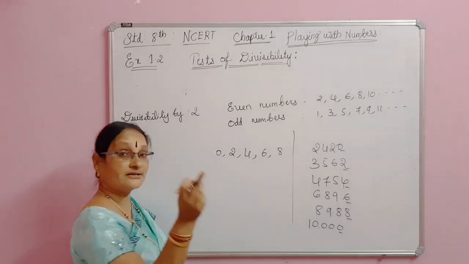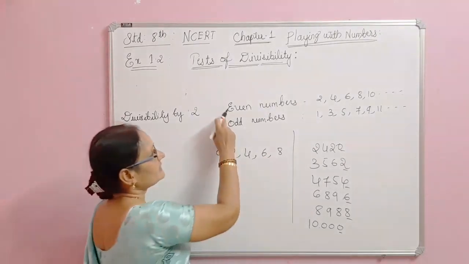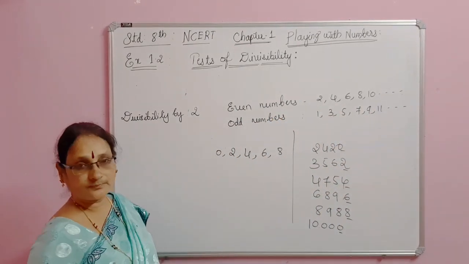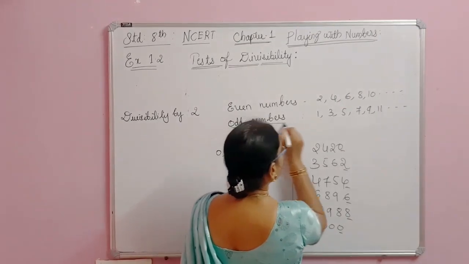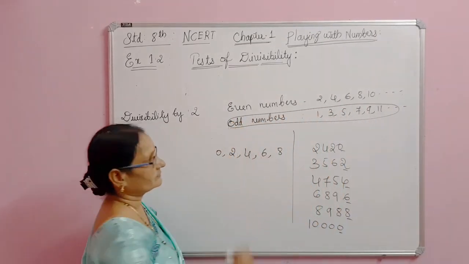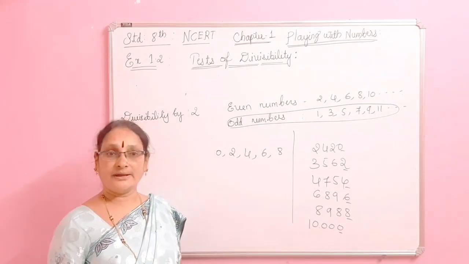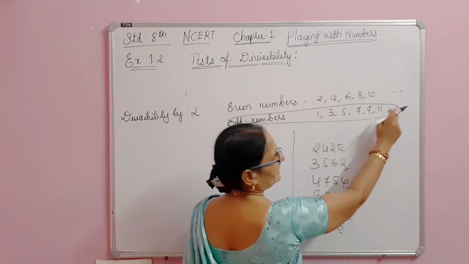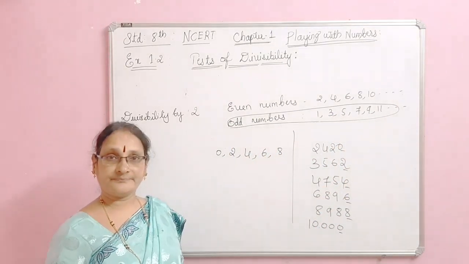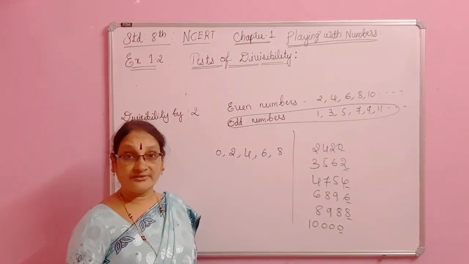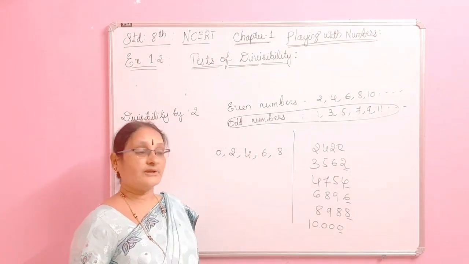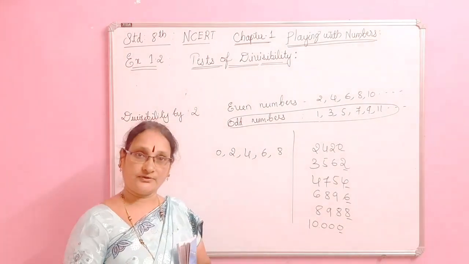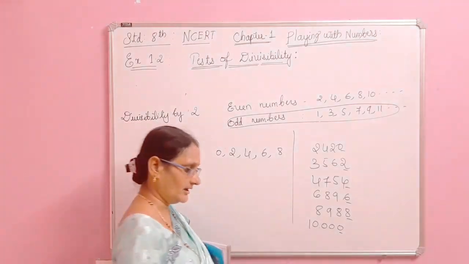Such numbers are divisible by 2, or all the even numbers are divisible by 2. Odd numbers never divisible by 2. Odd numbers means they must end with 1, 3, 5, 7, 9 or so on. So odd numbers are never divisible by 2. Even numbers are divisible by 2. This is the divisibility test for 10 and 2 we have learnt.